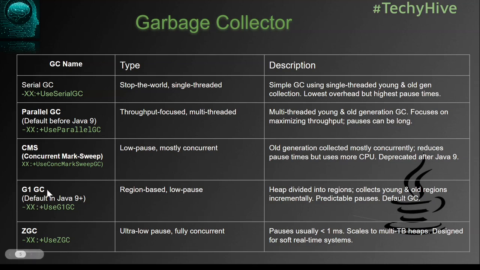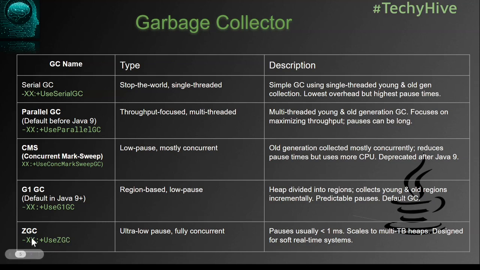G1 GC. This is the default GC in Java 9 or higher versions. And this is a region based, low pause GC. It doesn't clean the entire old generation space or young generation space. It divides all of the memory into regions and cleans the memory region by region. The heap is divided into regions, and it collects young and old regions incrementally and predictably, with predictable pause time. This is the default GC for Java 9 and higher versions.